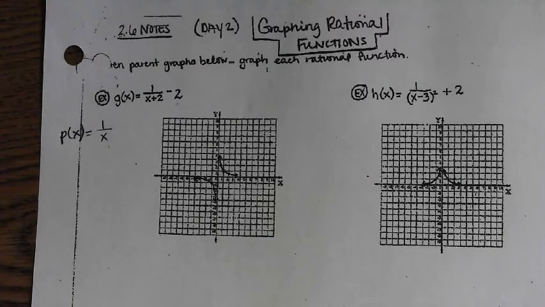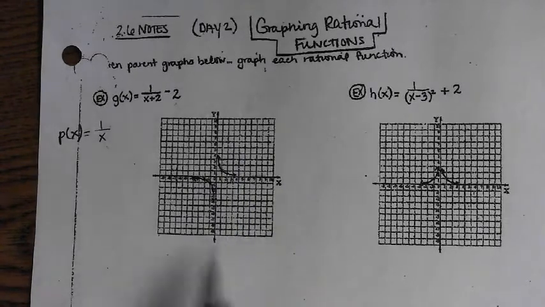Transformation number 1, Abby? 2 units to the left. Shift it 2 units to the left. Transformation number 2, Bridget? Down 2. So when we move 2 units to the left, which asymptote moves? The horizontal or the vertical?